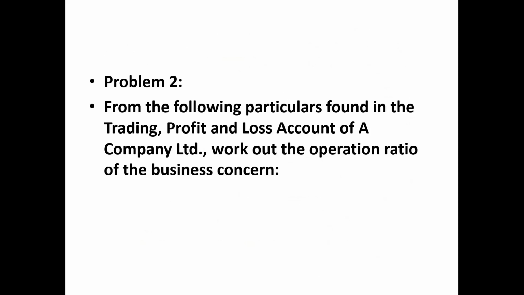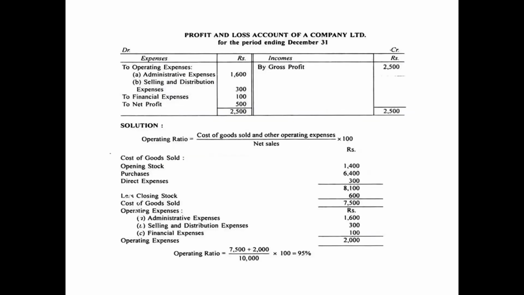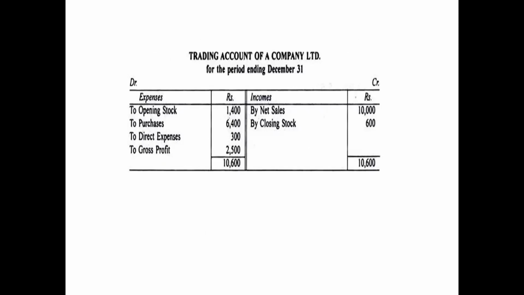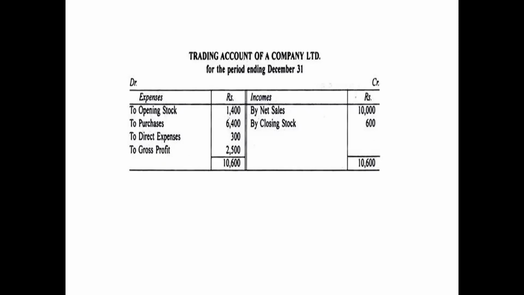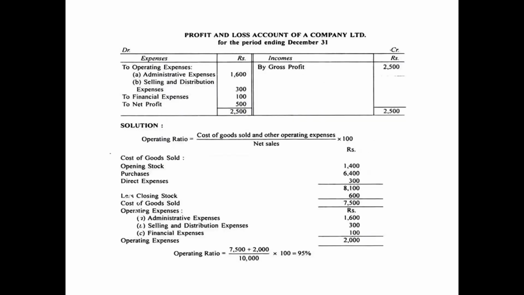Okay. So the next numerical is: from the following particulars found in a trading P&L account of a company, work out the operating ratio of the business concern. You only ask to calculate the operating ratio, right? So this is the information given to you. Your trading account and P&L account are given to you. Now first find out what is required in the ratio. What is the formula? The formula of operating ratio is cost of goods sold and other operating expenses divided by net sales. Okay, so operating expenses you have to pick up from your accounts given to you.